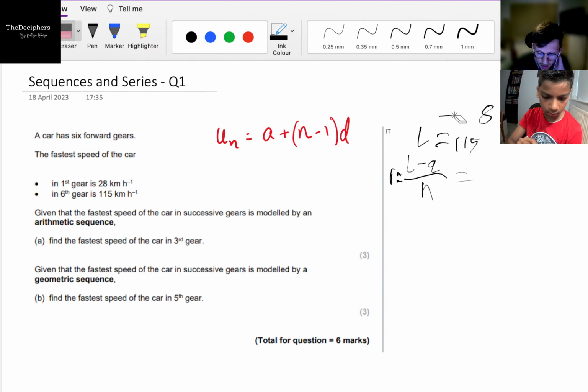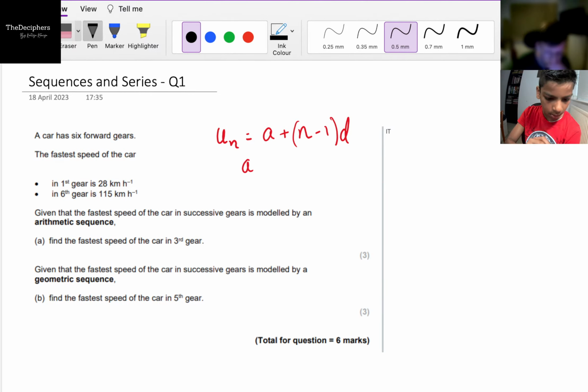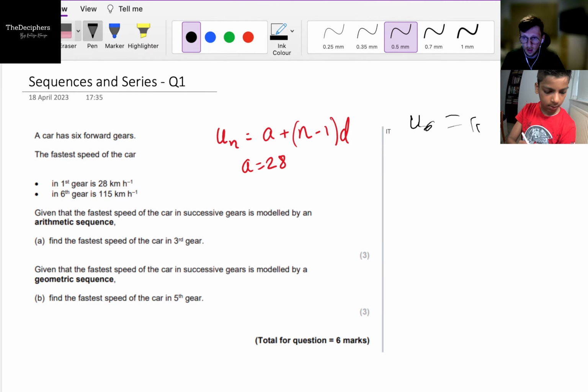Okay, you've told me that A is 28, good, and you've told me that L is 115, but rather than L, can we give that in terms of U? So A is 28, and 115 is going to be U of 6. U6, good, equals 115. And U of 1, that's A.